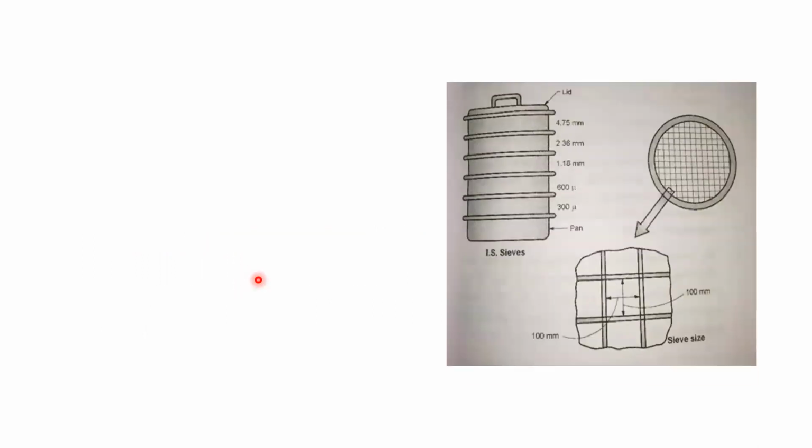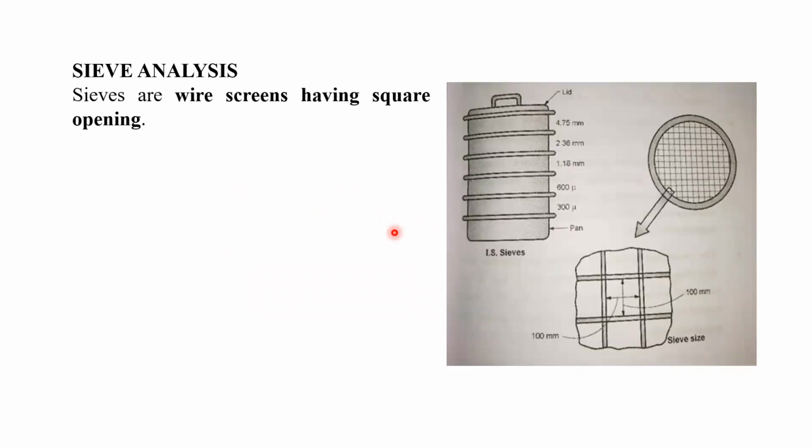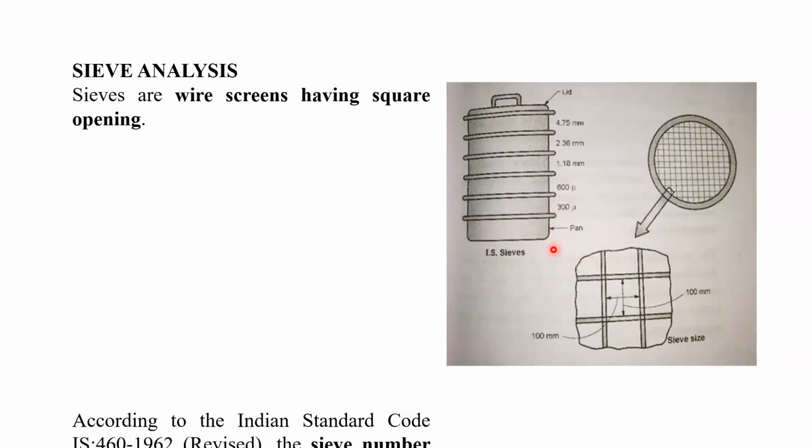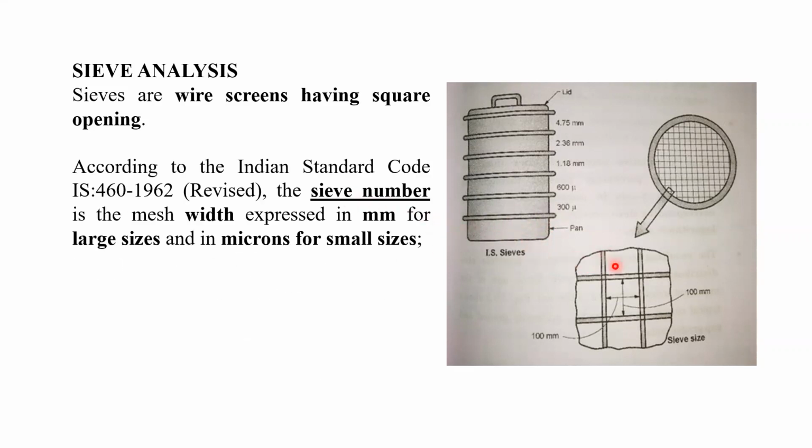So let us see sieve analysis, what we are going to do. We are going to use various sets of sieves. You can see here 300 micron, 600, 1.18, 2.36, 4.75. Likewise, below 300 microns, we can put at the bottom the 75 micron sieve, and below that we can put the pan. So how can we distinguish them?